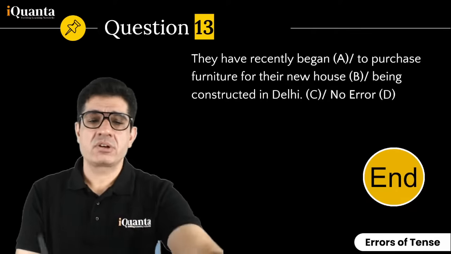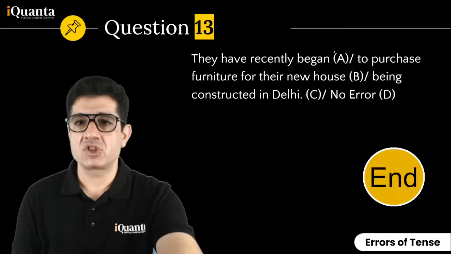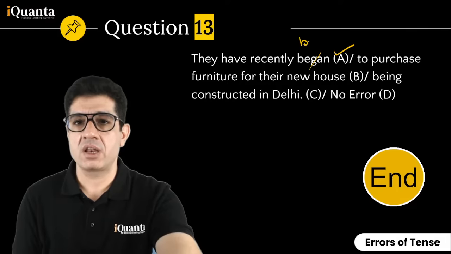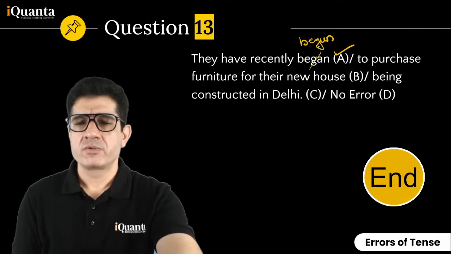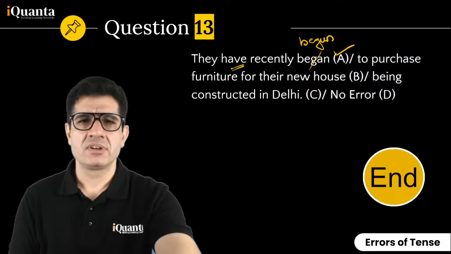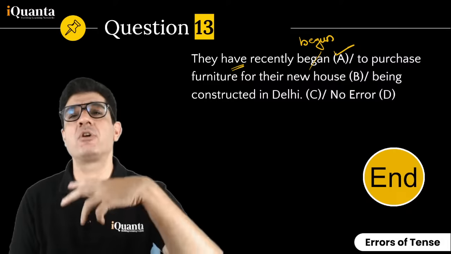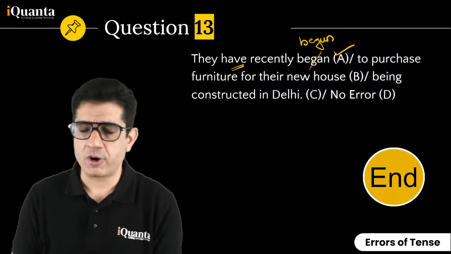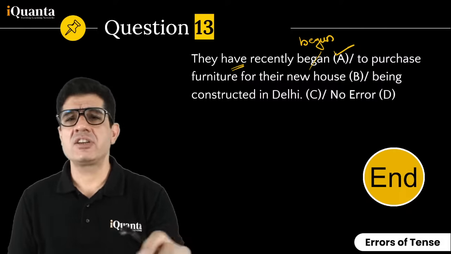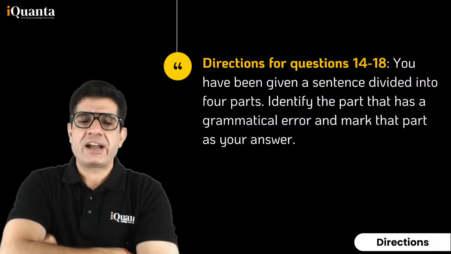All right. So for 13th, the correct answer is A. It should be begun. Began is the second form, but whenever we use have, that's present perfect tense. Whenever you use have as a helping verb, the main verb is always in the third form. So A it is. And here are the directions for the next 5 questions.